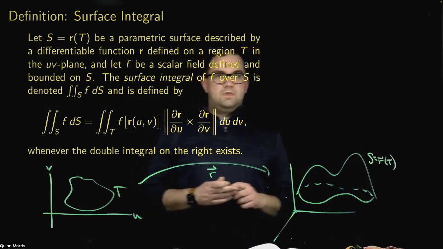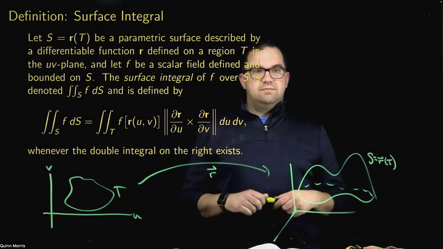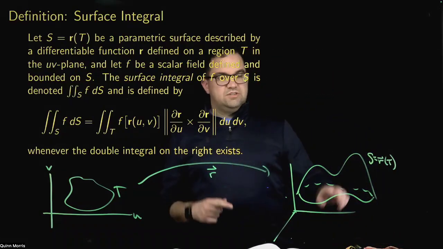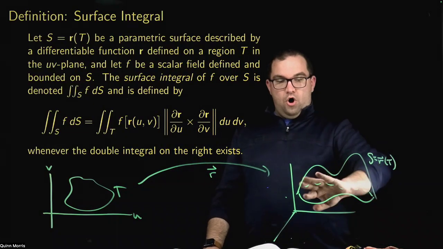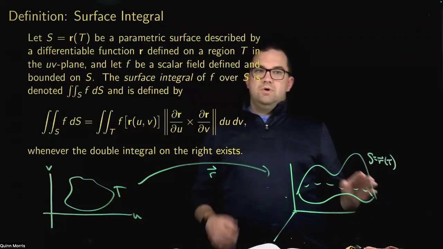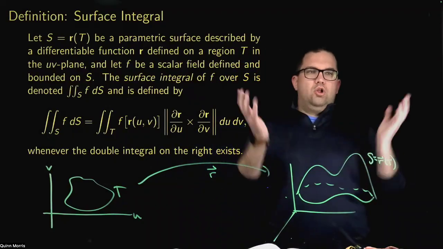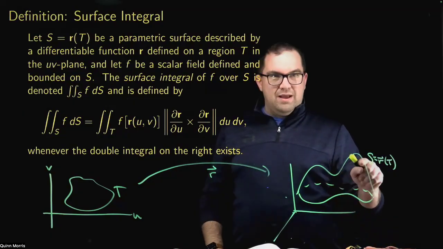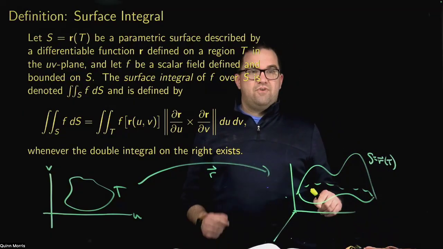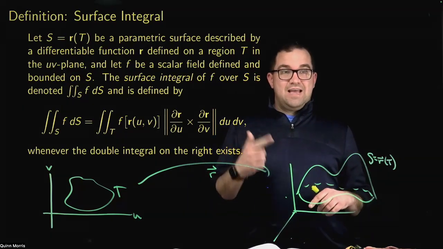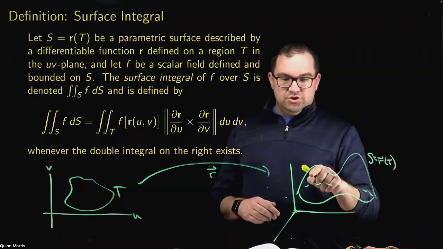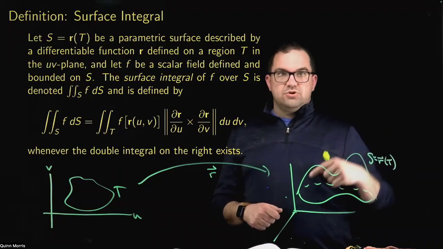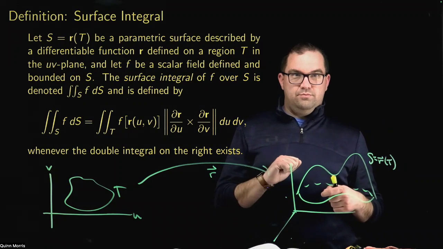Now, if I have some scalar field, let's imagine I have a scalar field F, which is defined and bounded on the surface S. So maybe it's defined on all of R3, right? But at a minimum, I want at each point on my surface S, this function F, which is a scalar function, to be defined. So at each point on this surface, my function F takes as an input a point on this surface and spits out a scalar value.